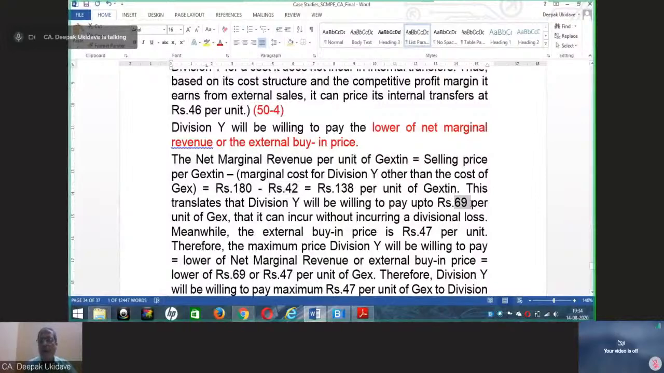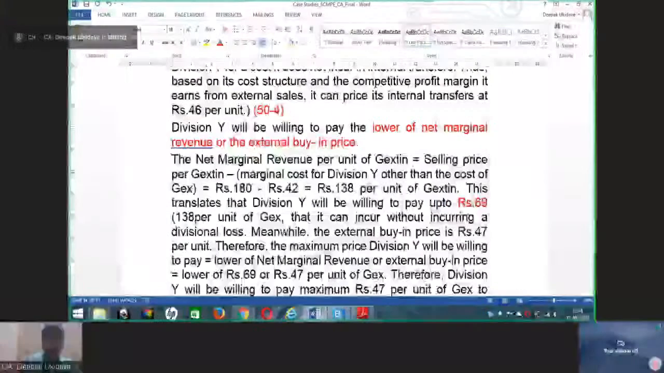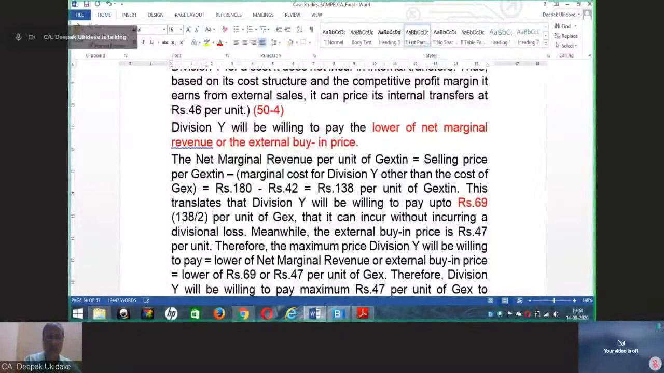So this translates that division Y will be willing to pay up to rupees 69 per unit of Jex that it can incur without incurring a divisional loss. If division Y does not want to incur a loss, it can afford to pay up to rupees 69. You must understand this figure of 69 very clearly. 69 is 138 divided by 2. I am writing over here in brackets 138 divided by 2. Why 2? Because 2 units of component are required for manufacturing 1 unit of finished product.